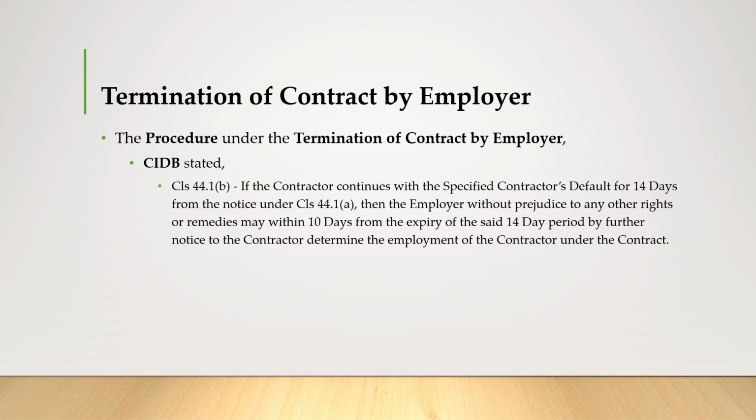So in CIDB, the procedure under termination of contract by the employer is stated in clause 44.1b. If the contractor continues with the certified contractor defaults for 14 days from the notice under clause 44.1a, then the employer, without prejudice to any other rights or remedies, may within 10 days from the expiry of the said 14 days period, by further notice to the contractor, determine the employment of the contractor under the contract.